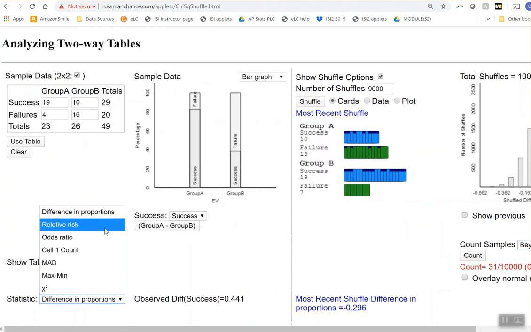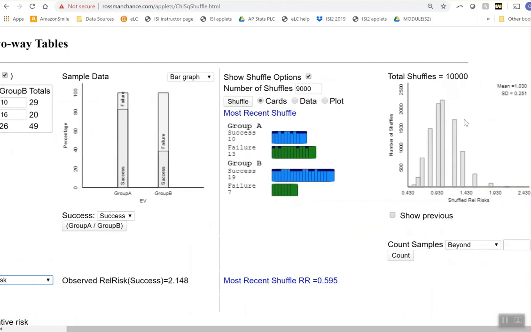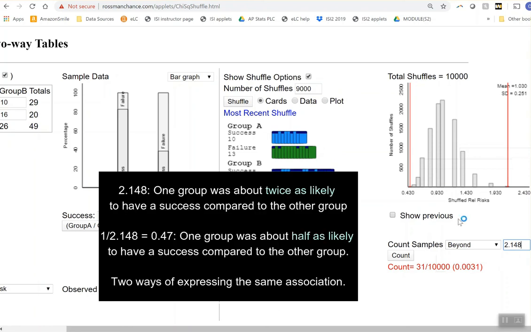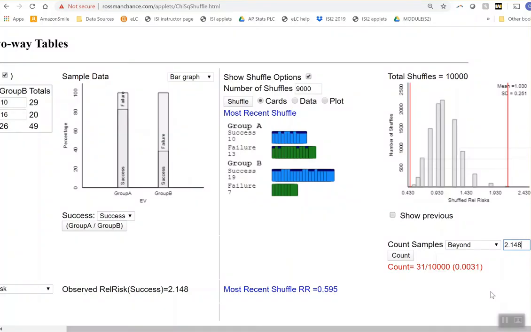What about if we use a relative risk? So the shape of the graph has changed again, and I'm going to do 2.148. And it's counting, notice that it's not symmetric anymore because a ratio of 2.148 is actually the same relative risk as 1 over 2.148. So that's how we count it when we look beyond, but again, the p-value comes out the same way.